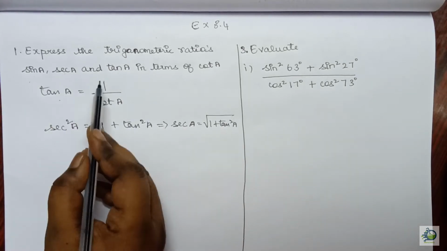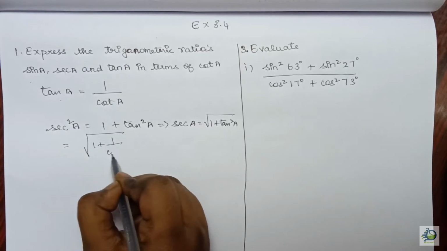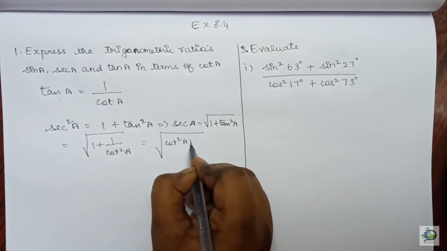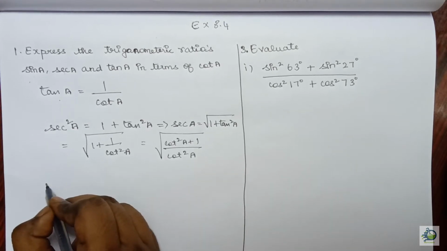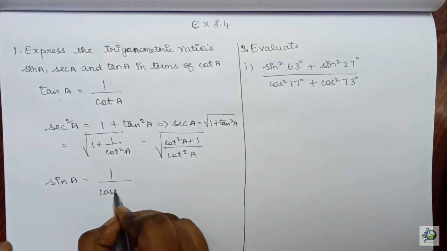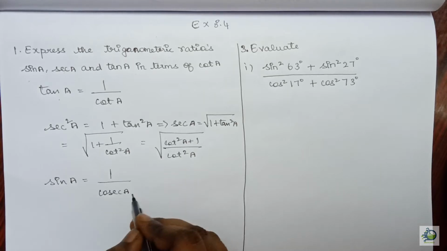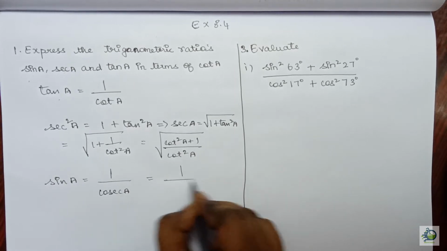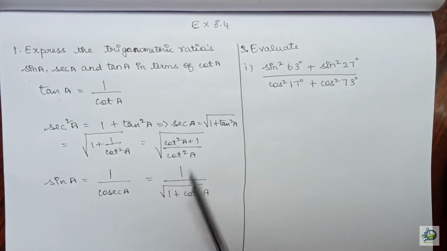And already we know that tan A can be written as 1 by cot A. So this can be written as root of 1 plus 1 by cot squared A. When we take LCM, it is written as root of cot squared A plus 1 divided by cot squared A. Now, sin A. For sin A, we know that sin A can be written as 1 by cosecant A. And from the identities, we know that cosecant squared A can be written as 1 plus cot square A. So, instead of 1 by cosecant A, I can write it as 1 by root of 1 plus cot square A. And yeah, we have proved that.